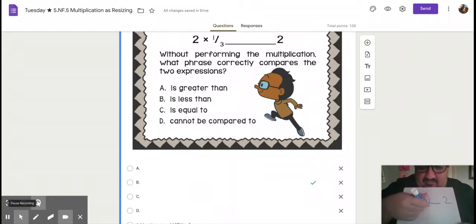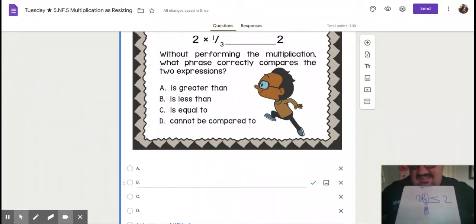It's less than, because we can prove that. We can draw our box. We're only going to color one of these in. So that's less than 1 whole, right? So since it's less than 1 whole, we know the answer is going to have to be less than the original number, which is 2. So the answer to 2 times 1/3 is going to be less than 2. And that's how we got the answer B, because we're multiplying by something less than 1.